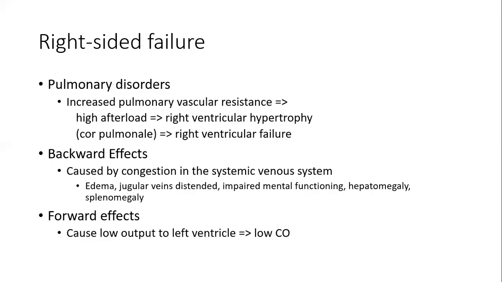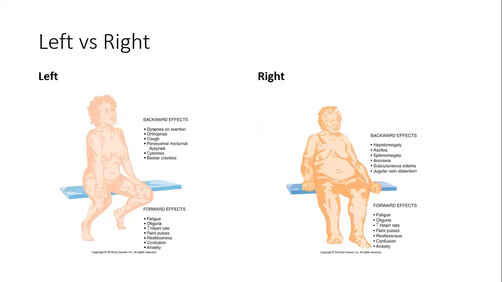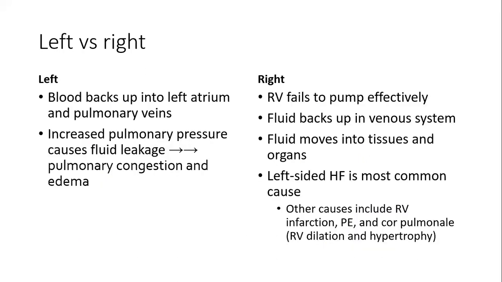and that's a very common finding in people with COPD. Backward effects are caused by congestion in the systemic venous system, and that is characterized by edema, jugular venous distension, impaired mental functioning, hepatomegaly, and splenomegaly. Forward effects cause low output to the left ventricle, which leads to low cardiac output. So here's just an illustration of what a person looks like who is suffering from left and right heart failure and some of the symptoms that go with it.